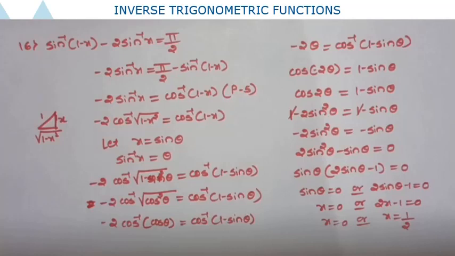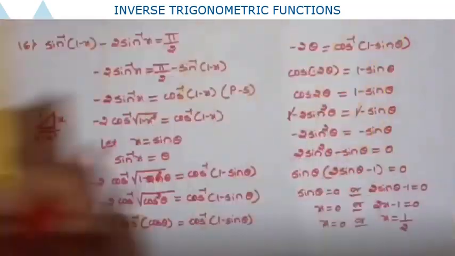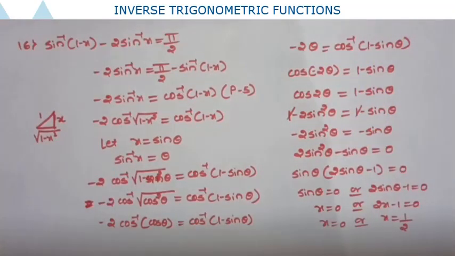So we are having option A is 0, 1 by 2, option B is 1 comma 1 by 2, option C is 0, and option D is 1 by 2. Which answer is correct? Is option A correct, 0 and 1 by 2? So we'll think about this one, is it correct or not?